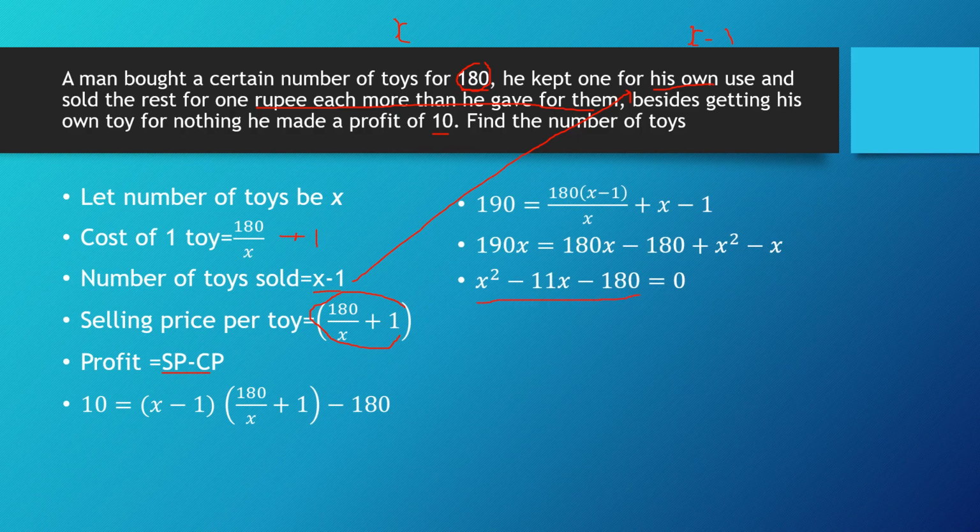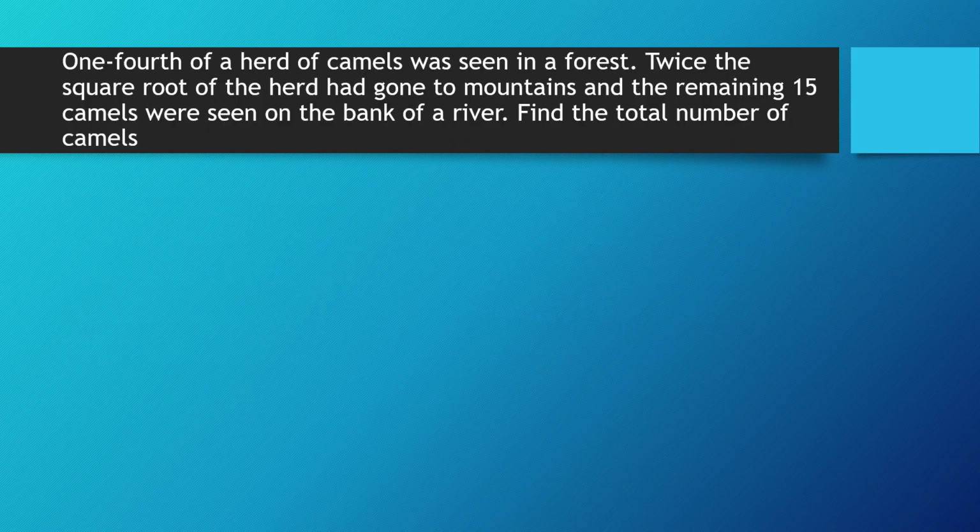Okay. So what are the factors of 180? 20 and 9. 20 nines are 180. So it will be minus 20 and plus 9. If you split the middle term like this, you get X as 20. Okay. Very good and very important sum. Let's move on to next sum.